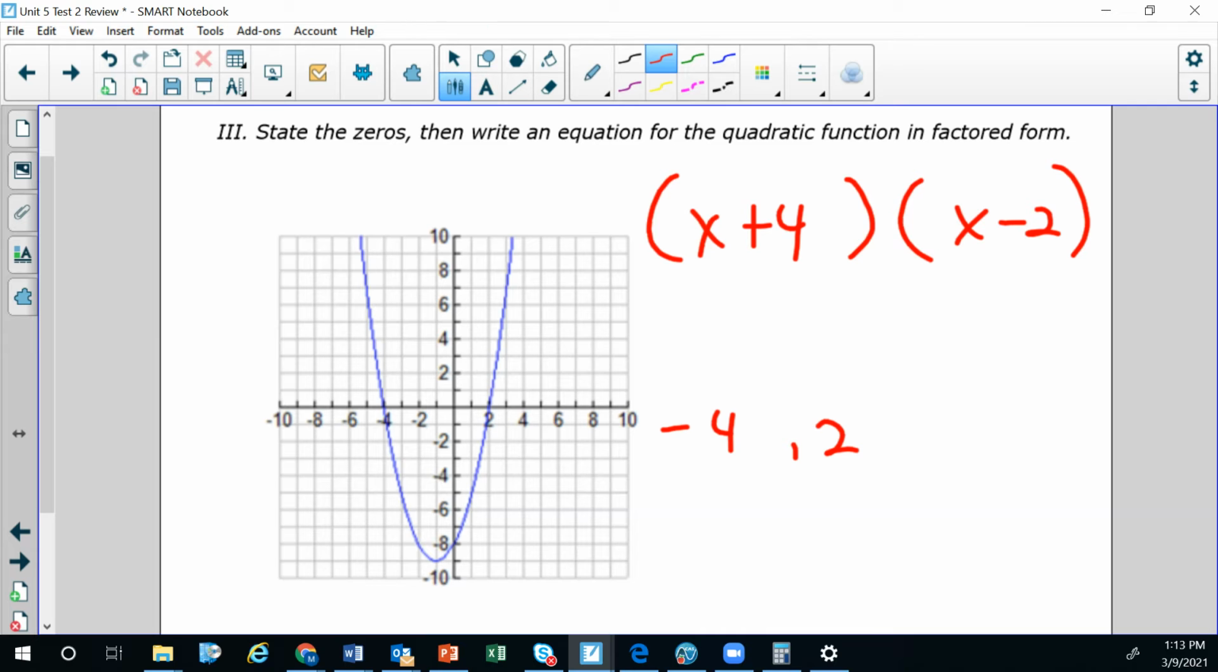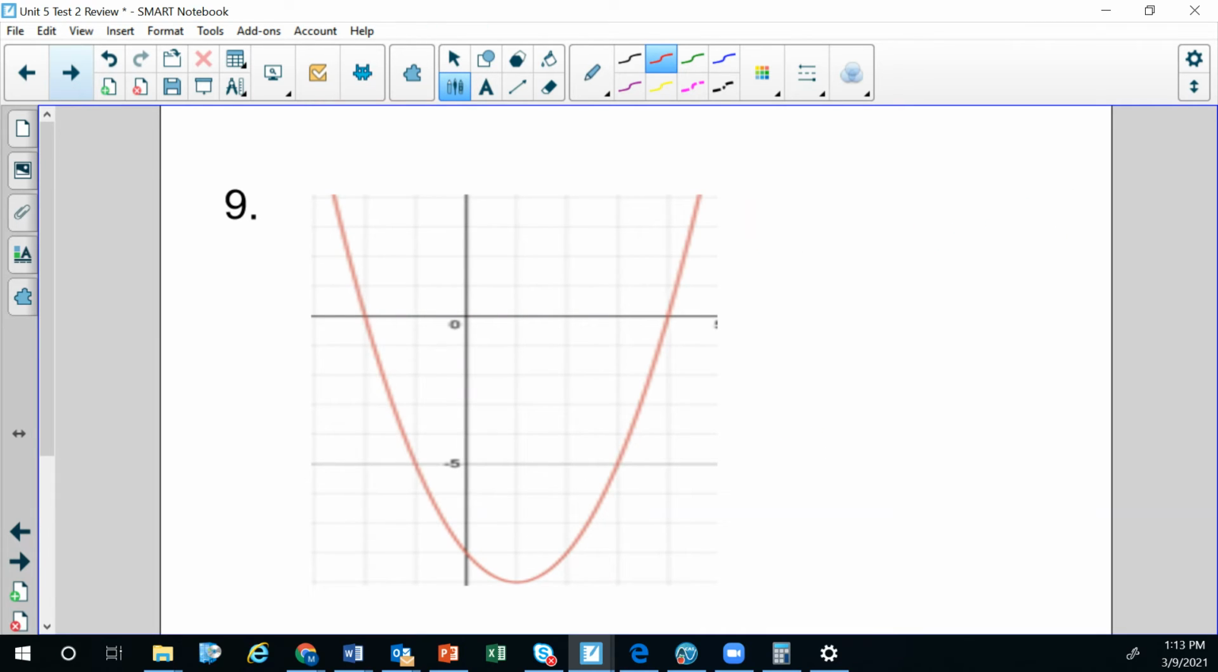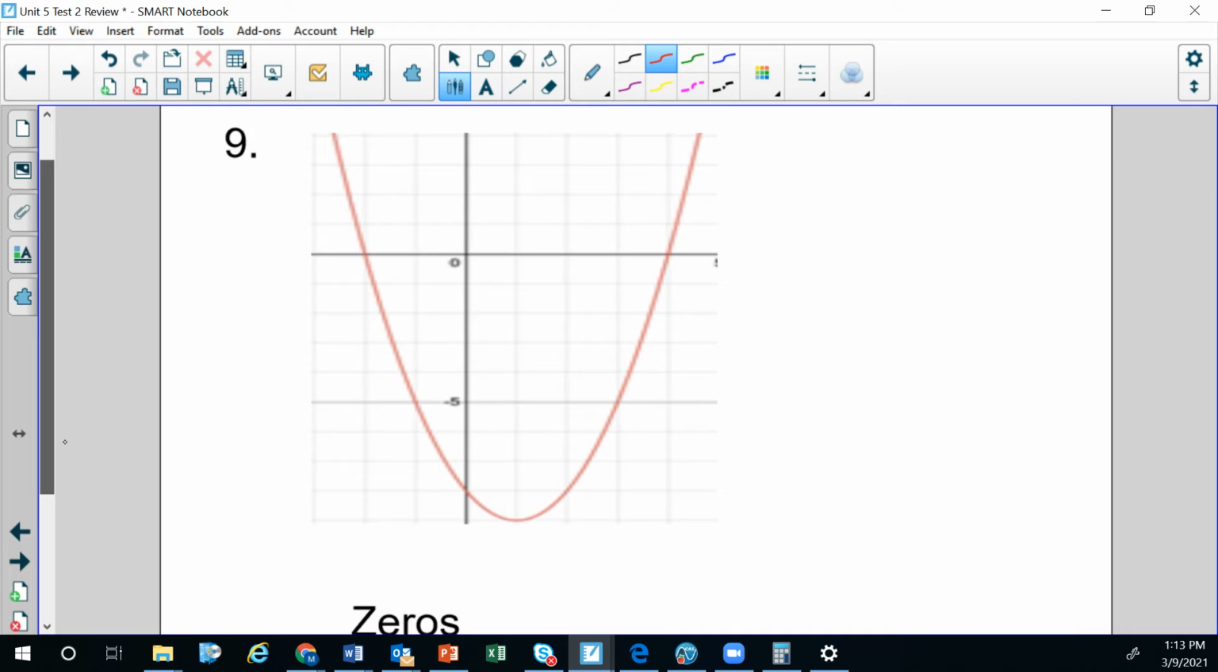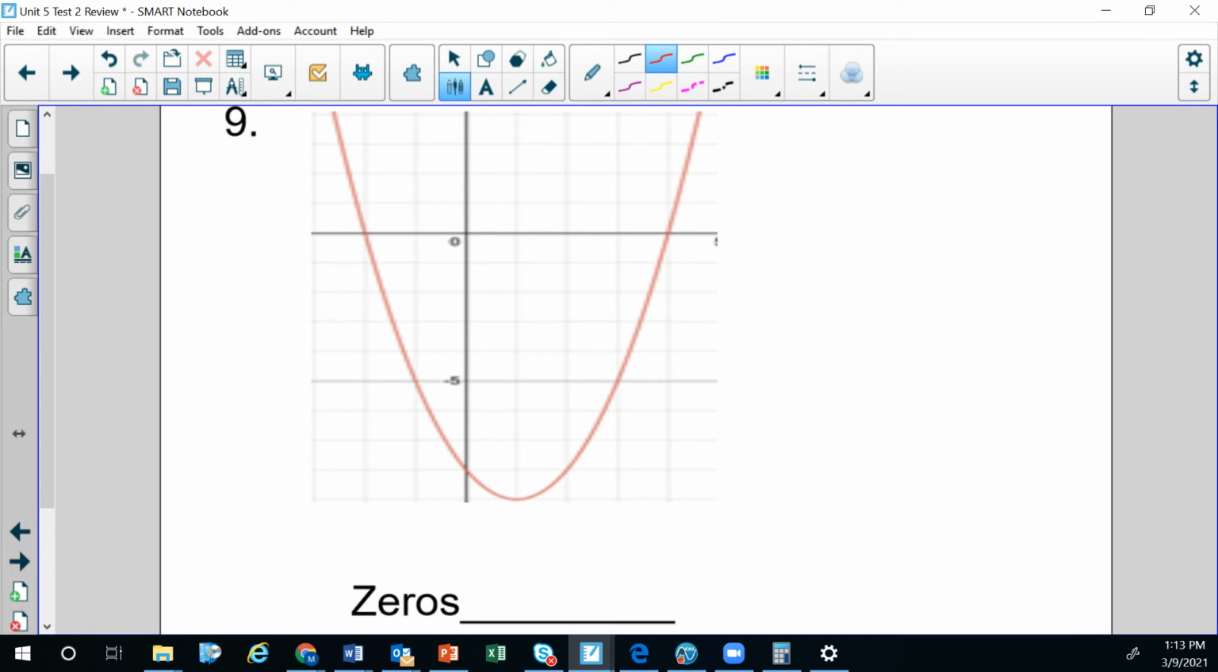Okay, next one is number 9. What is number 9 saying? Zeros and equation. Same thing, zeros. For number 9, remember, zeros are where the graph crosses the x-axis. I want to clarify that. On the right, we have 1, 2, 3, 4. So that's 4. And on the left side, we have 1, 2, -2, right?